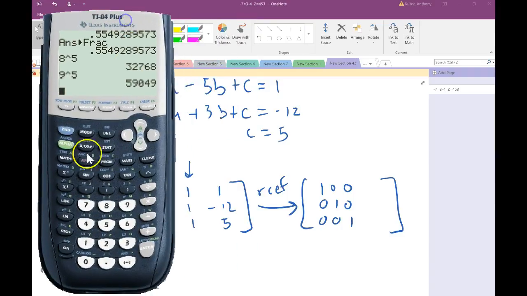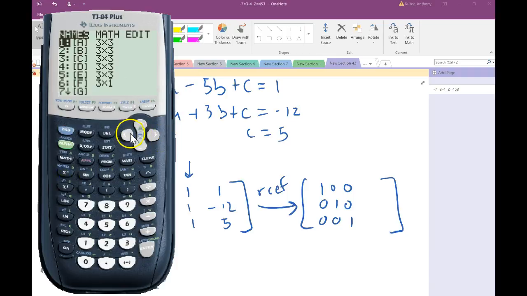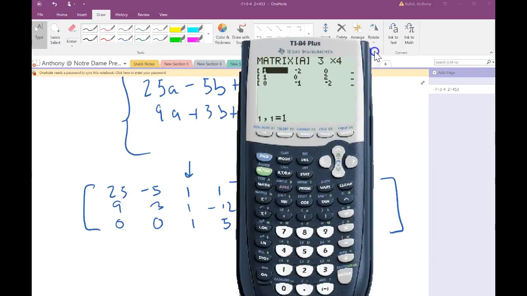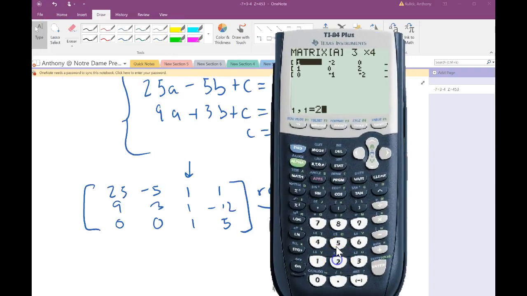Alright. So, press second and the x to the -1 button to open up the matrix. I'll just go over to the edit command and make my new matrix. This matrix that I have has 3 rows and 4 columns. And it has the entries 25, -5, 1, and 1. And the entries 9, 3, 1, -12, 0, 0, 1, and 5.